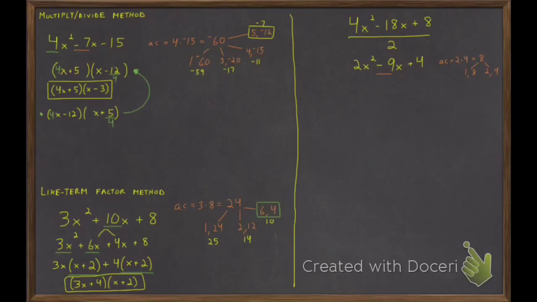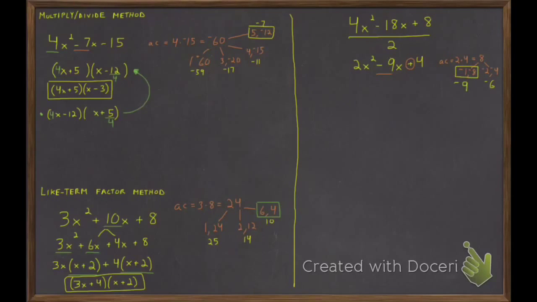Now, because we have a positive right here, we have to remember that both of these terms then have to be negative, because a negative and a negative equal a positive. So when we add those up, what are our sums? Well, negative 1 plus negative 8 is negative 9. And negative 2 plus negative 4 is negative 6. Therefore, we see that this is the correct option.